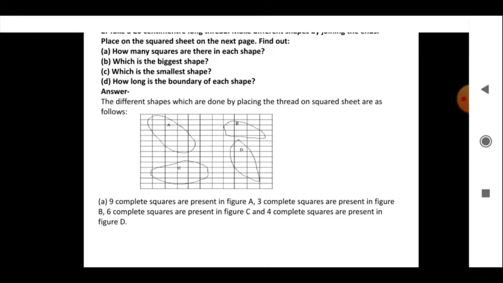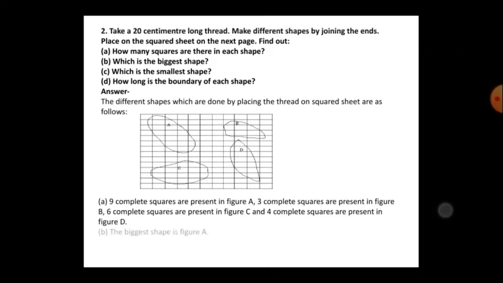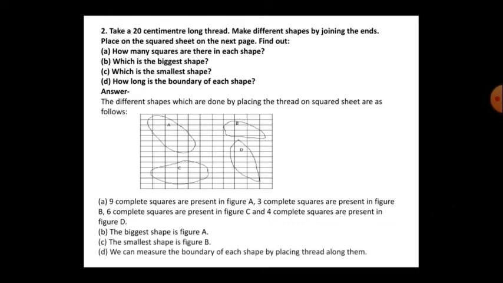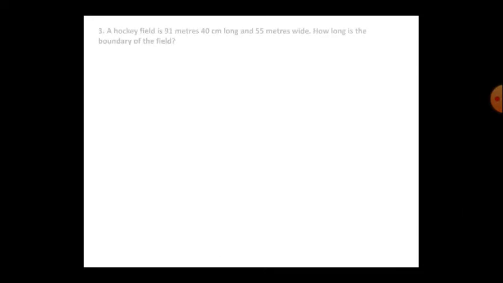Like that, you take one sheet, draw a grid, arrange these shapes using thread, and find how many complete squares are there. The biggest shape is figure A only. The smallest shape is figure B, because it contains the fewest complete squares. We can measure the boundary of each shape by placing thread along them.